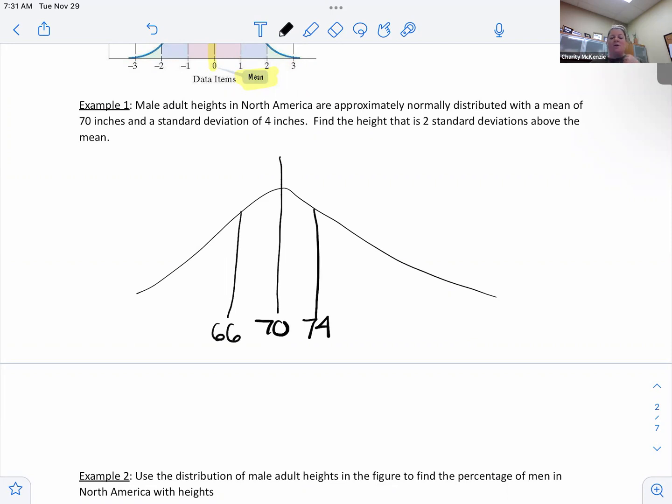So how much of our data is between 66 and 74? 68%. That's not what the question asks, but I'm just asking, right? It says find the height that is 2 standard deviations above the mean. So we want to go up 2 standard deviations. So add another 4, and I get 78. So this is what the question's asking. Find the height that is 2 standard deviations above: 78 inches.